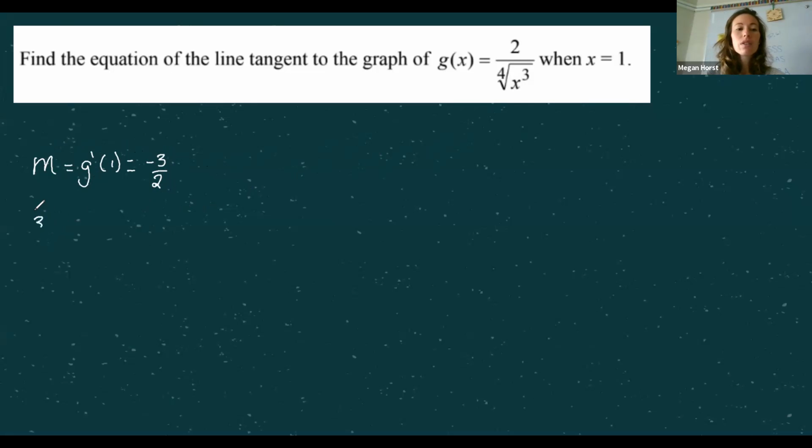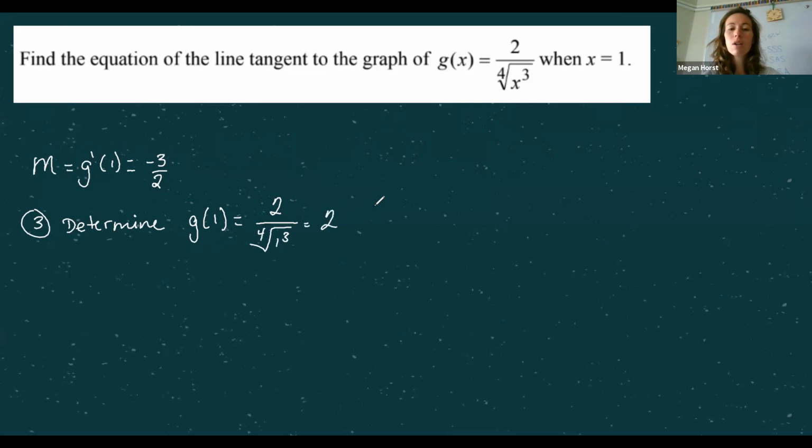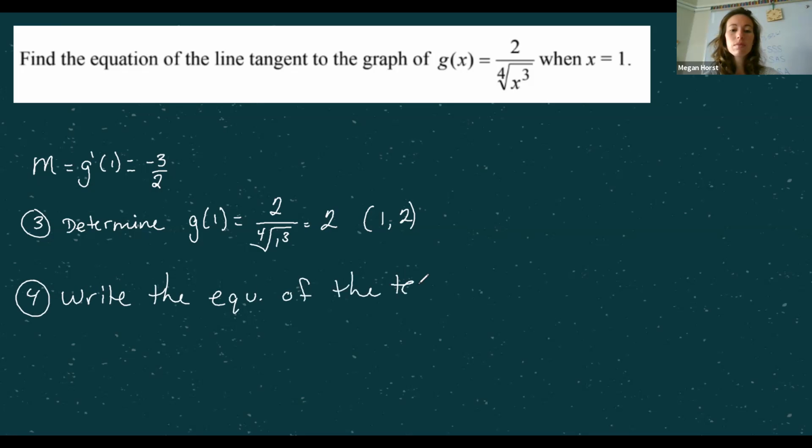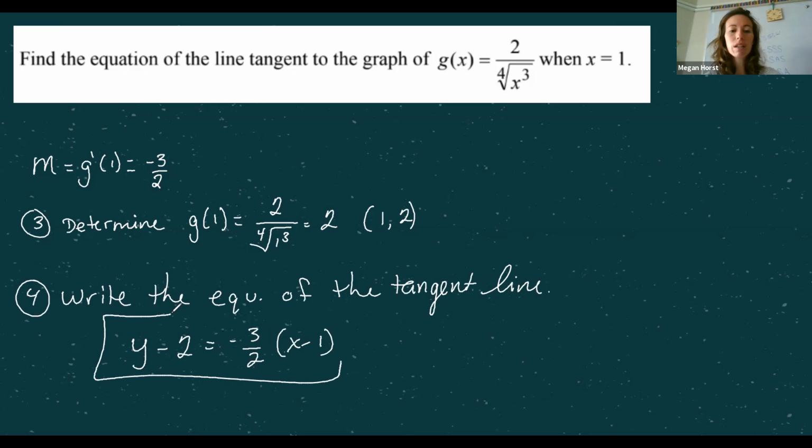And now my third step is to determine what g of 1 is, because I need to know what that output is in order to write it into point slope form. So g of 1 is going to be 2 over the 4th root of 1 cubed, which is just 2. So I know the ordered pair that this graph intersects is (1, 2). So my final step is to write the equation of the tangent line. So we have y subtract 2 equals negative 3/2 times x subtract 1, and this would be my final answer.